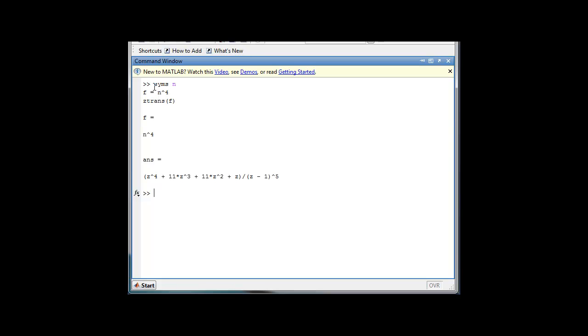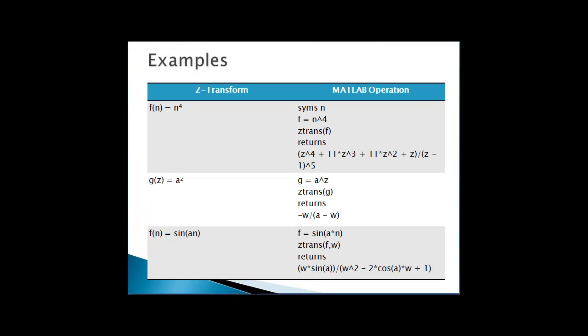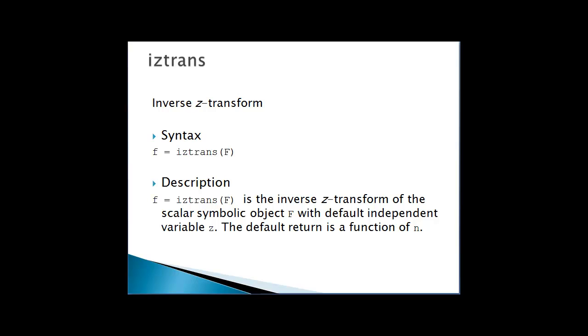See here, I have written the program: syms n, f equal to n to the power 4, and ztrans of f. So it will give me f as output and the Z transform as output. Similarly, we can find the Z transform of g of z and f of n, that is sin a n and a to the power z. Just be careful before using the program that you have to declare all the symbols and variables that you use in your program, as we have declared n in the first.